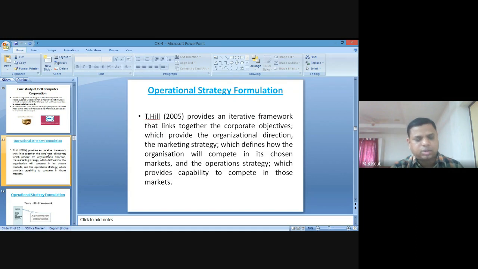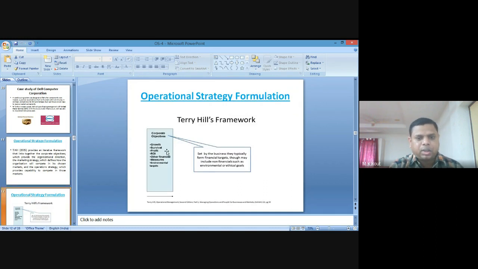One parameter is your corporate objective, second is your market strategy, and third one is operational strategies. So if you go to the next part, as far as corporate strategy is concerned, these basically include growth, survival or sustainability, making more profit, return on investments, other financial issues, measures of your performance. The next is environmental targets.